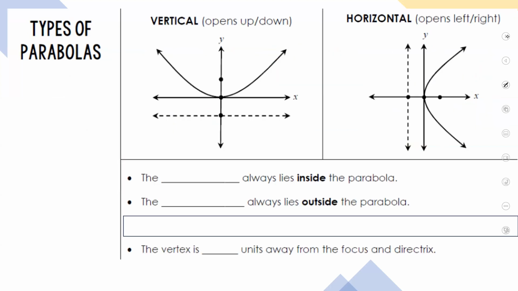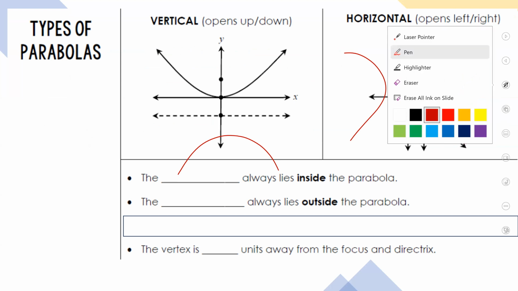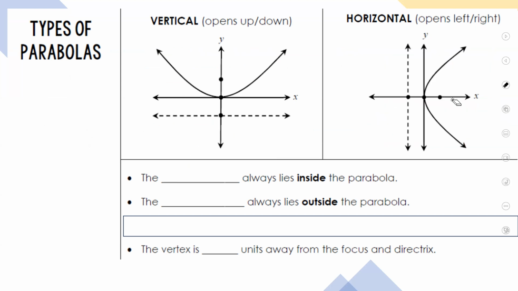Okay, so these are the two types of parabolas you're going to see. You're going to see vertical ones. They're going to either open up or they're going to face down. And then you'll see horizontal ones. It'll either open to the right or it'll open to the left. It might look something like that, okay? Those are the two types of parabolas you're going to see. And for the two types of parabolas, you're going to have two different equations.